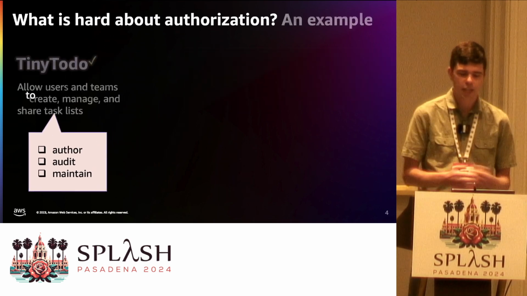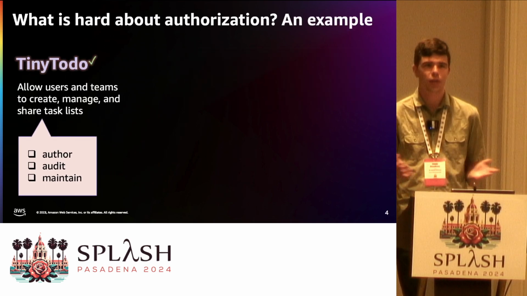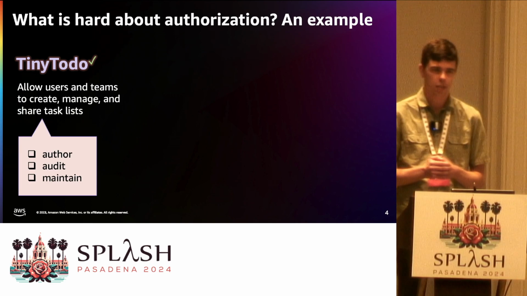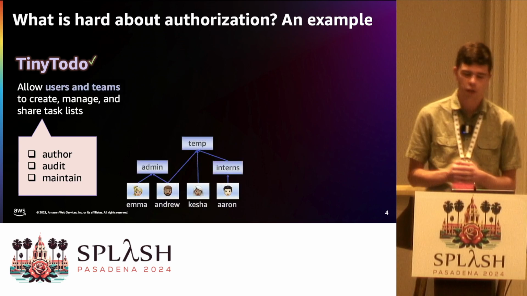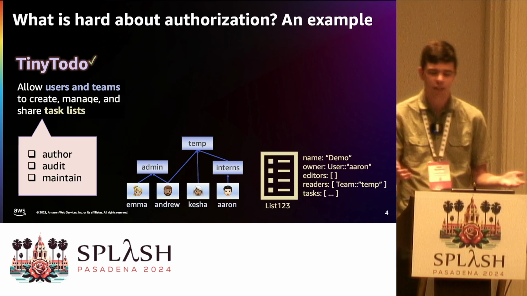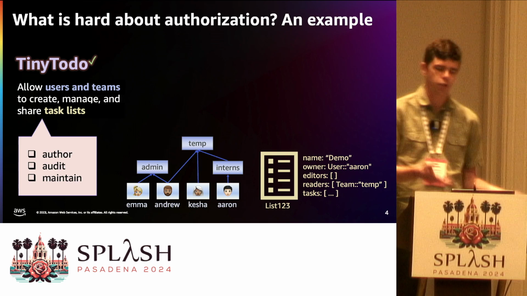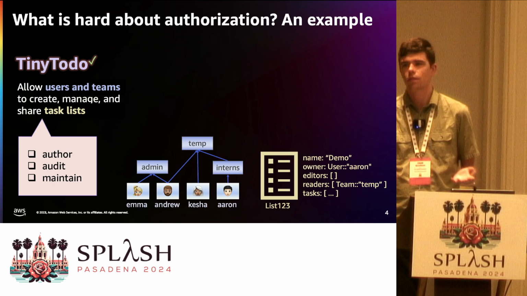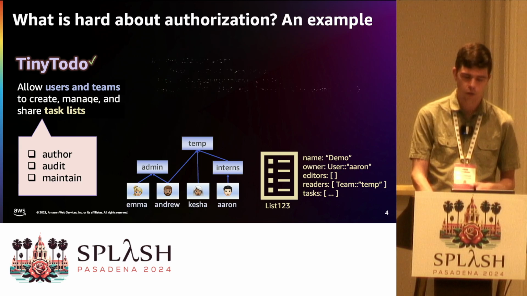As an example, let's take Tiny To Do, a toy example application that allows users and teams to create, manage, and share task lists. So we have users that can be organized into teams, which can be nested, and we have task lists, which have metadata like a name and an owner, as well as actual data, a list of tasks. Tiny To Do is a web application, and its server-side or back-end code is written in Python.